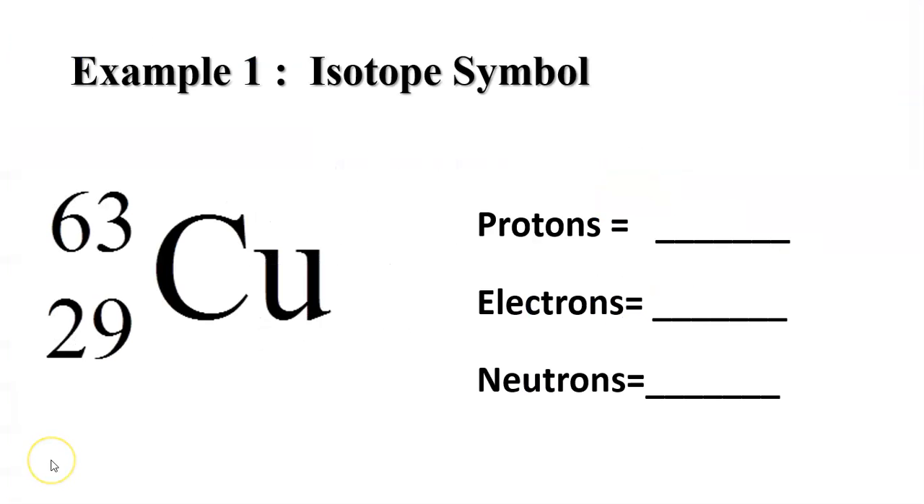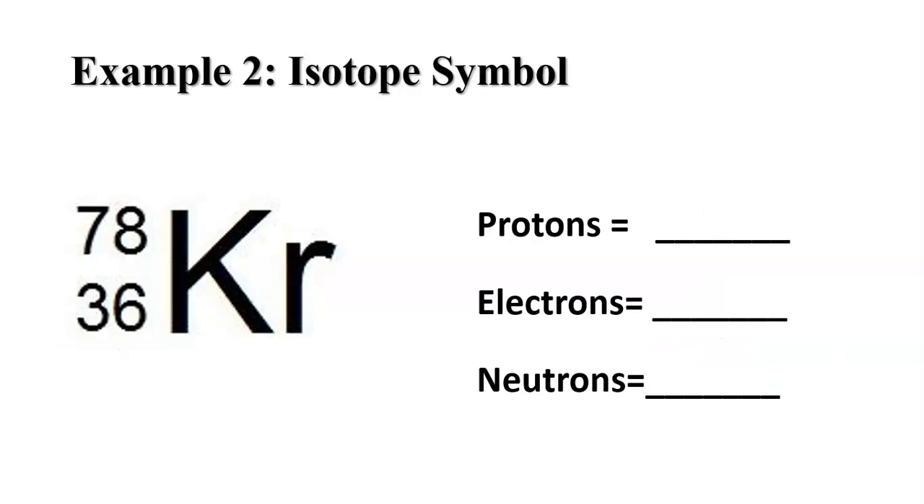So here's our first example. We have copper, which has a mass number of 63, an atomic number of 29. So we can say it has 29 protons, 29 electrons, and 63 minus 29 is 34 neutrons.